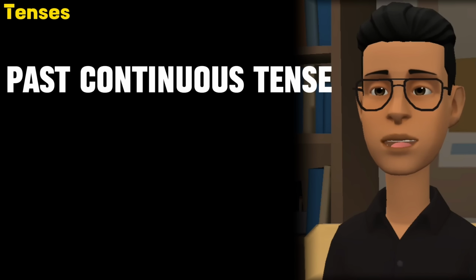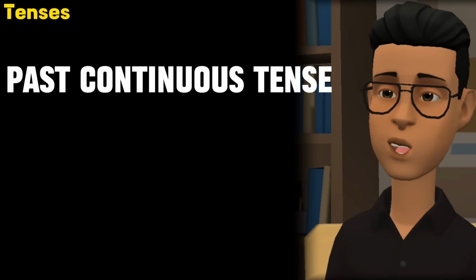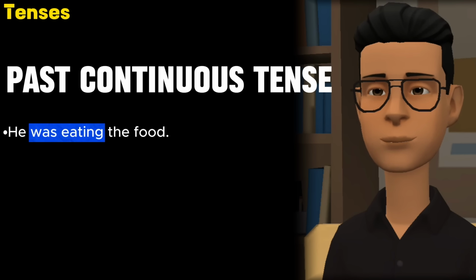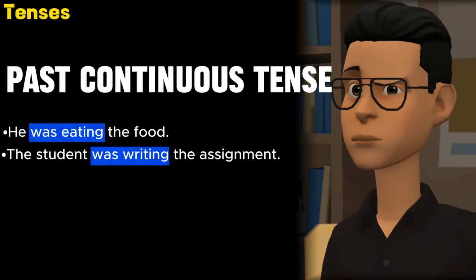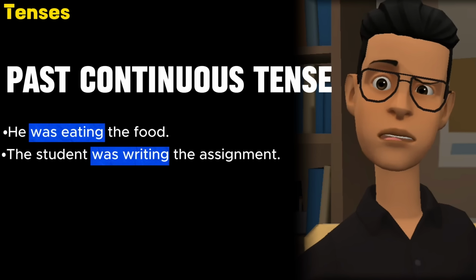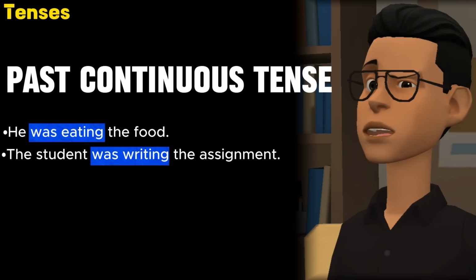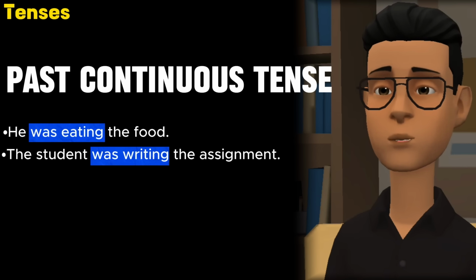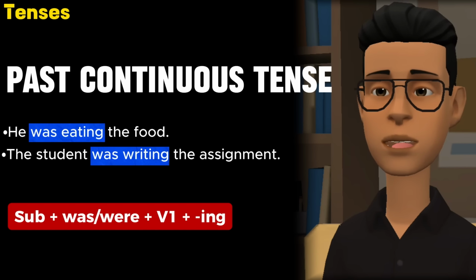Now, past continuous tense. This is when the action was happening in the past. For example, he was eating the food. The student was writing the assignment. You see, here, the continuous form of verb is used, that is, first form of verb plus ing. And before that, was or were is used. So, for past continuous tense, the format is, subject, then was or were, then verb plus ing.